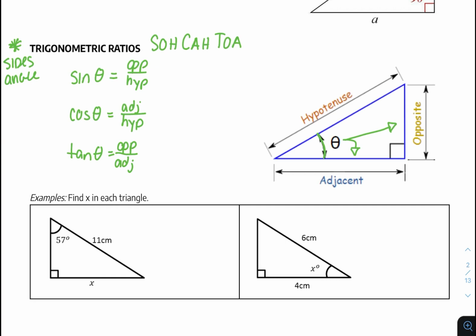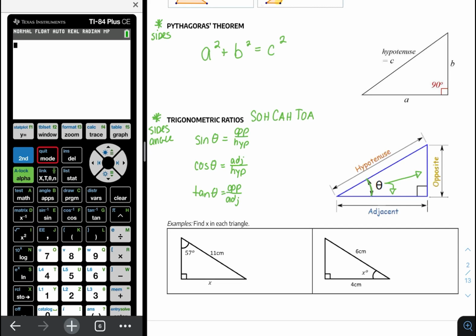Right now, I'd ask you to pause the video and please take out your graphing calculator. In the first example, we have an angle which is 57, and we're told that the hypotenuse, the side opposite the right angle, is 11. So let's go ahead and label the side x that we're looking for. Because we're interested in angle 57, this side is going to be labeled the opposite side.